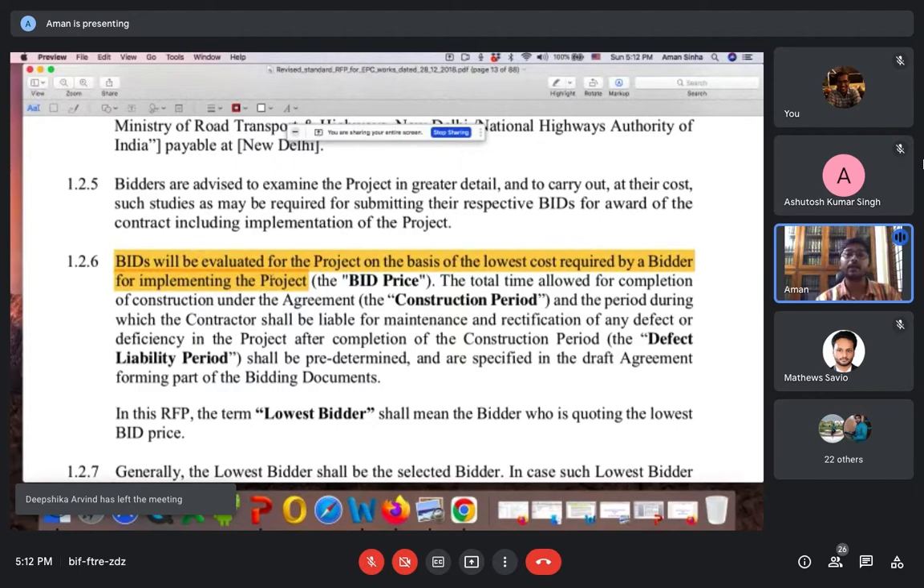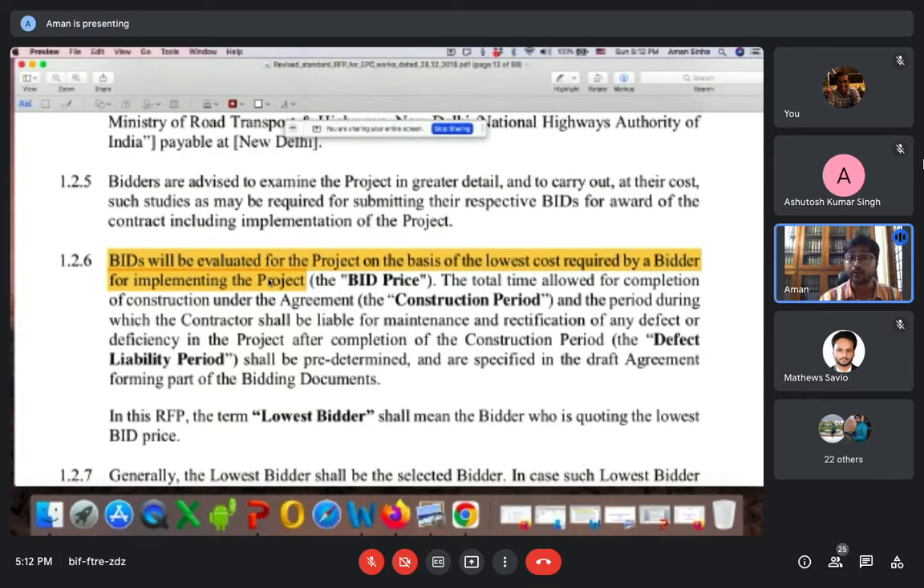What happens usually in the BOT model, build, operate, transfer model, is that there are also two parts, BOT annuity and BOT toll. In the BOT annuity model, to give an example of how different it is from the EPC model, the bidder who presents the minimum annuity payment will become the L1, the lowest bidder. The same goes for toll, meaning whoever gives the maximum toll. I know you guys don't know yet what BOT toll and BOT annuity are, but I'm just giving you the preface of how this EPC model is different from other kinds of models.